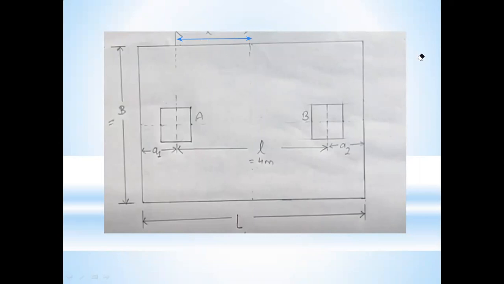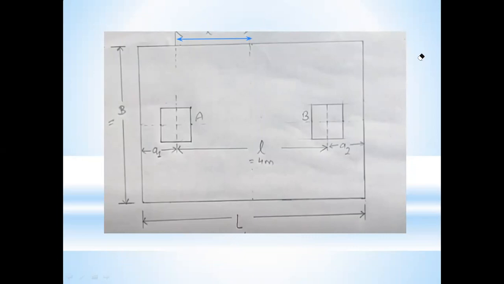That distance is the X distance from the center of the footing towards the center of the column. Distance between two is the X. Again, B is the width of the footing. L is the length of the footing. And the center to center distance between these columns is small l.